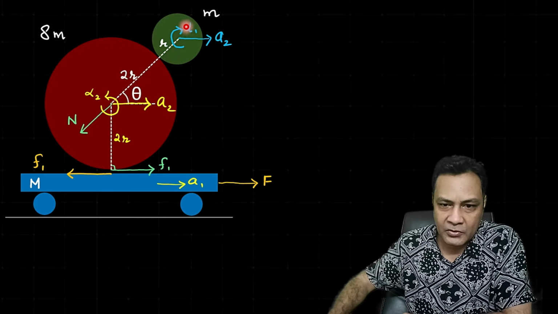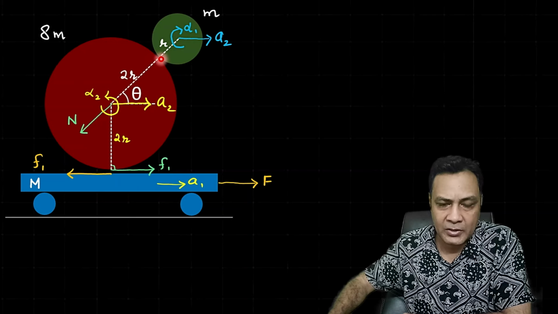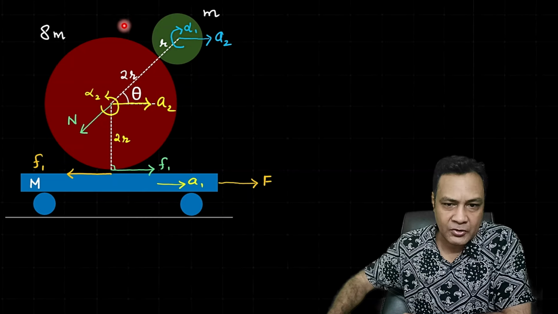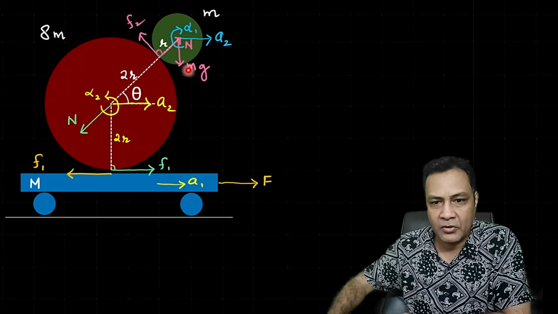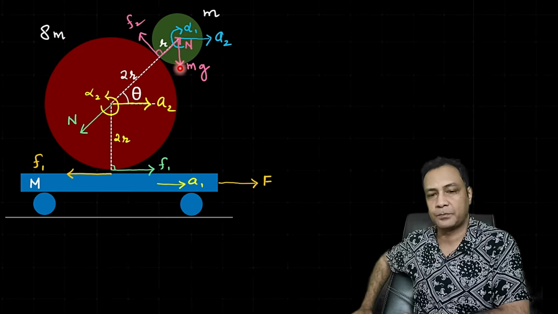So alpha 1 is along this direction, so it requires that the friction on small m must be along this direction. Obviously tangential, but along this direction. So let me write that friction is say F2, and the reaction of this is N. These are action-reaction pair, and obviously there is its weight. So these three forces are acting on small m.